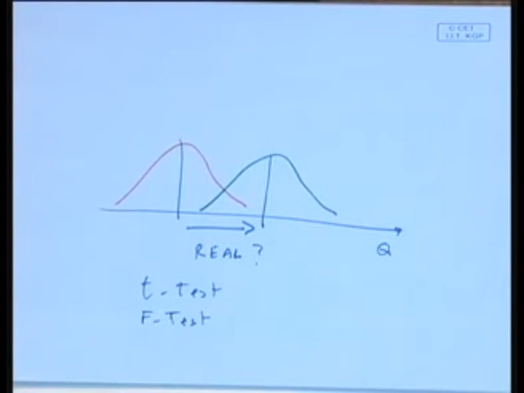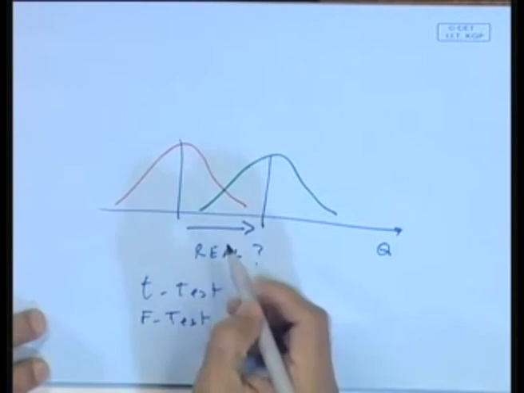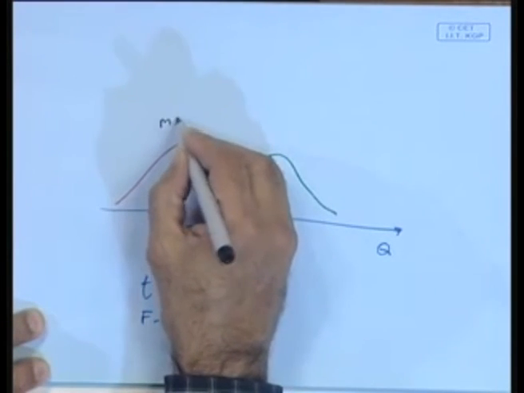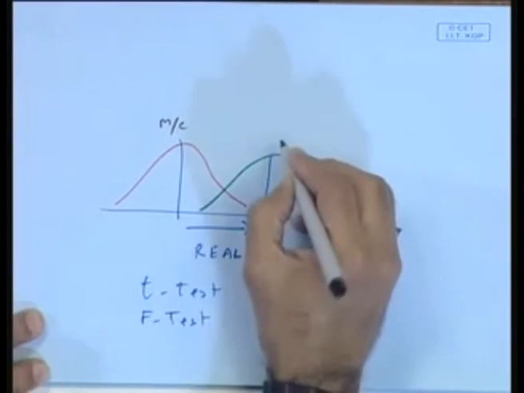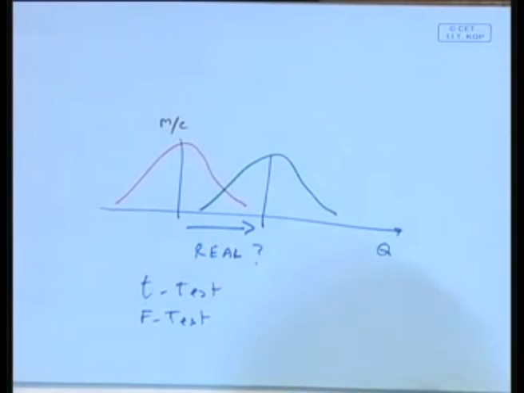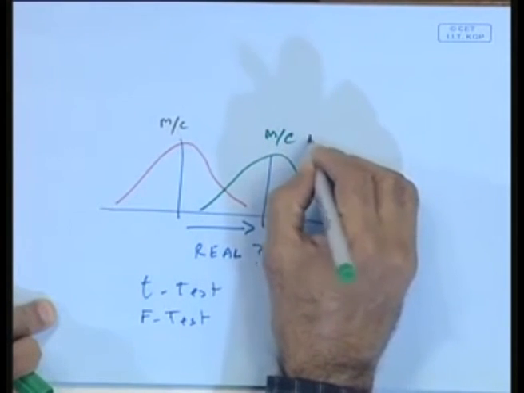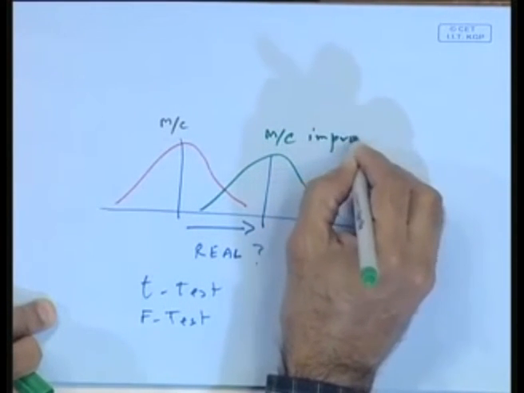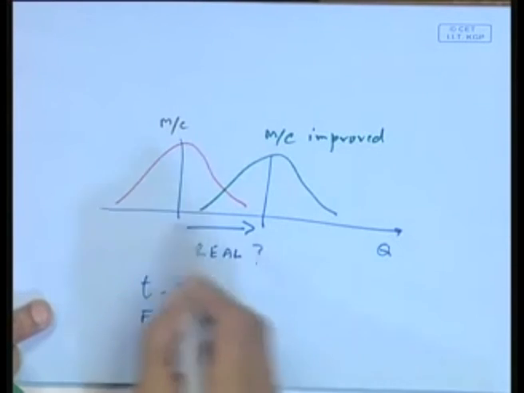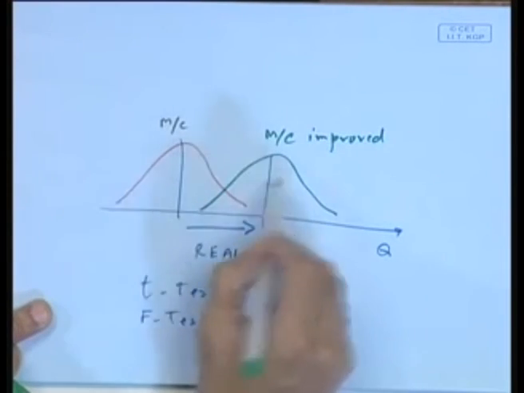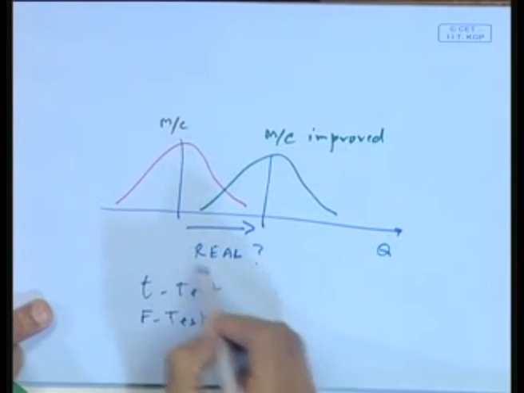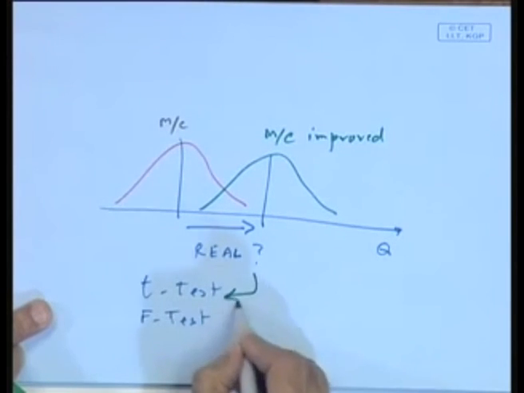T-test is used when you're trying to compare, for example, machine output. This is the old machine, and this is the machine after the improvement has been made. So this is the machine improved. And your mission is going to be, hopefully this produced an impact. Is that real? That I can find by doing the t-test.